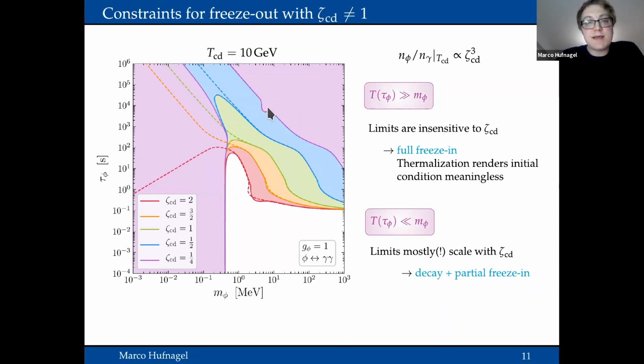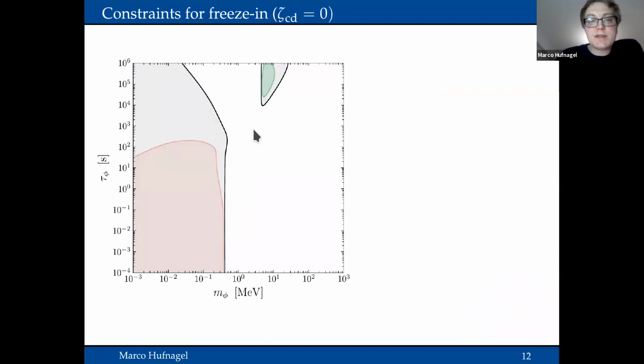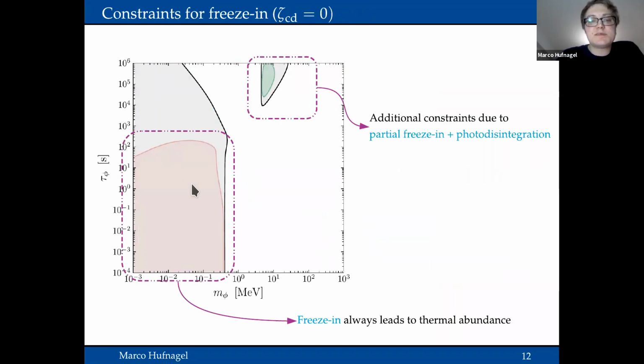So if we take this to the limit, so essentially take the temperature ratio to 0 so that we only have freezing, what you would assume is that this limit would remain and that you would get some islands over here. And actually, that's exactly what you get. So this is pure freezing, no initial abundance at all. And there you actually see the exact same case. So here you always have a thermal abundance, and the limits remain unchanged. And here the partial freezing is always strong enough to get some limits from photodisintegration independently of the lifetime. Okay, so I think we covered this part of parameter space enough.